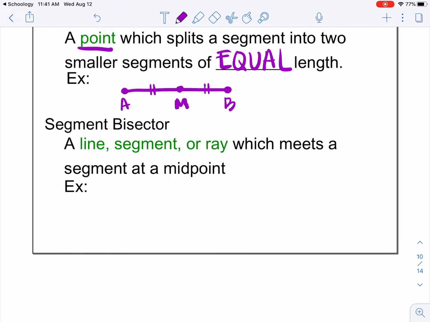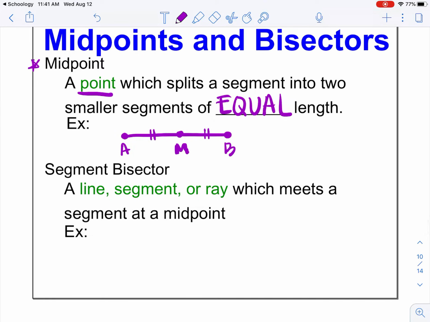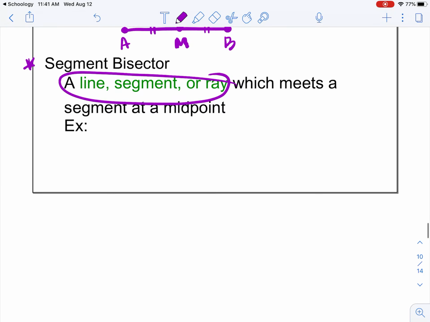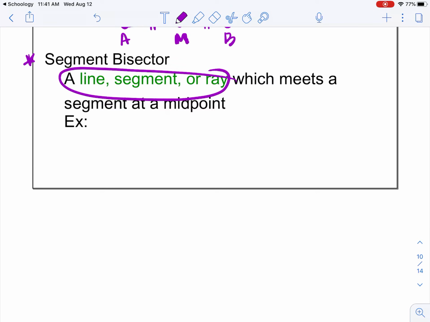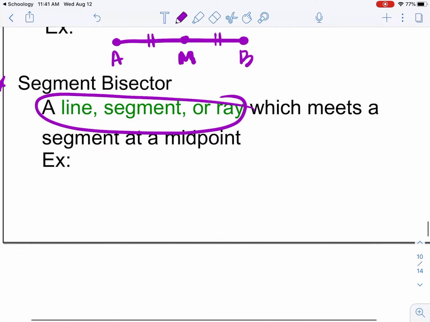All right, next one is a segment bisector. Okay, so a segment bisector is a line, segment, or ray. So the difference between these is that this is a point, and this is a segment, line, or ray. Okay, but it's going to go through the midpoint. So a segment bisector, bi, remember, means two, cutting into two pieces, is going to also give you two congruent segments. So let me show you the difference here.